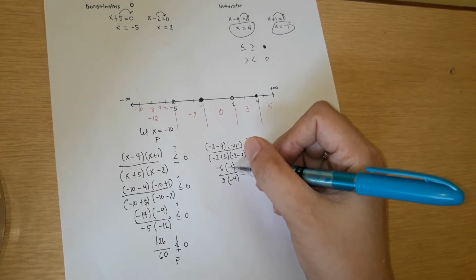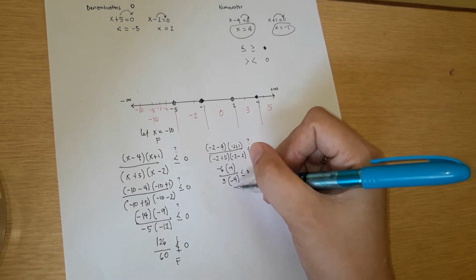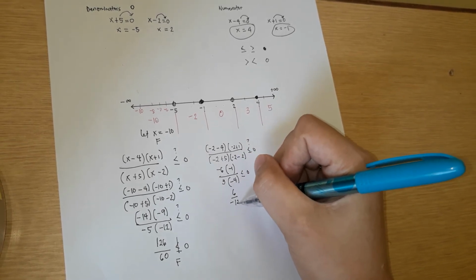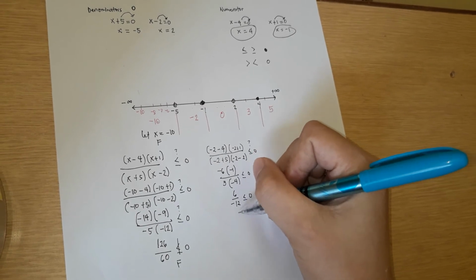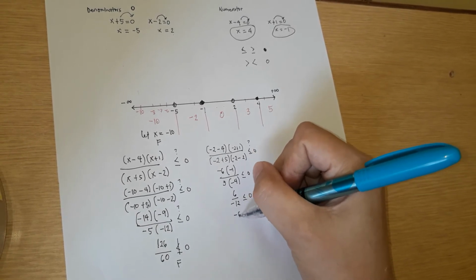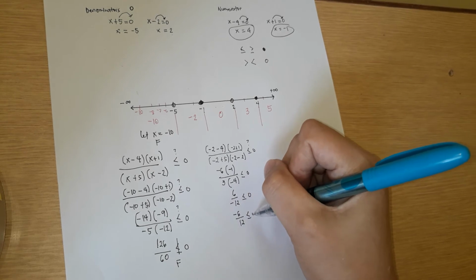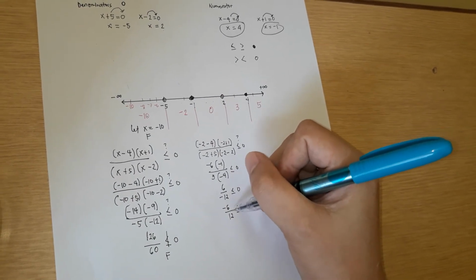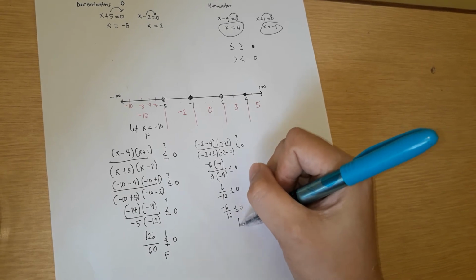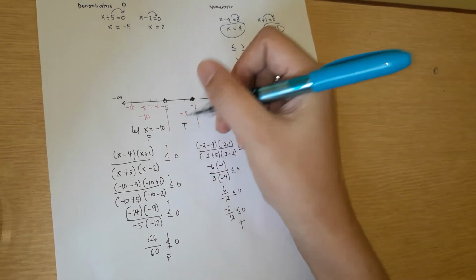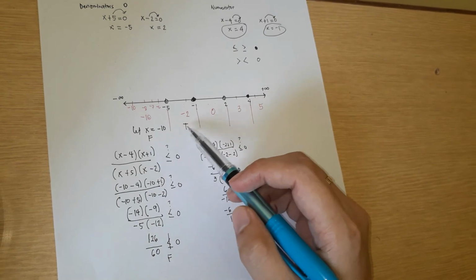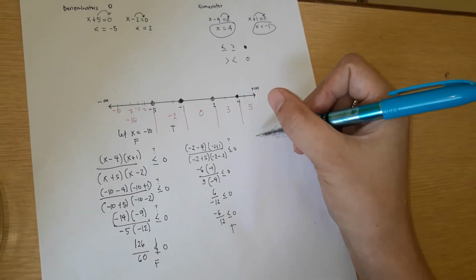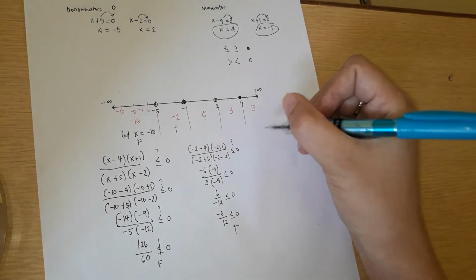Negative times negative, positive. 6 times 1, 6. 3 times negative 4, negative 12. So, magiging negative, pwede rin negative 6 over 12 is less than or equal to 0. Is this true or false? Yeah, negative is always less than 0, so this is true. Usually, sa intervals, kapag false, true, alternate yan sila. But let us check. So, let x now be equal to 0.